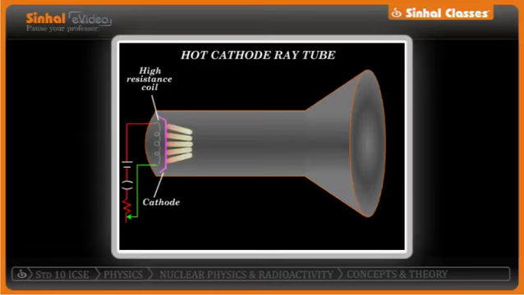The emission of thermions is not uniform. Hence, to regulate the flow of thermions, they are made to pass through a wire mesh called the control grid, which is maintained at a positive potential with respect to the cathode. When these thermions sieve through the control grid, they do not possess enough kinetic energy to reach the screen.